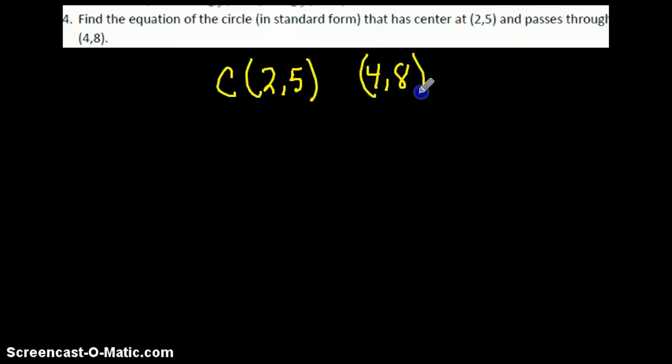All right. I would just make a little sketch. 4, 8 maybe over here, and 2, 5 over here. So if this is the center, the circle would be right here. What we do know is the center, but what we don't know is the radius. So are you going to use the distance formula to find the radius?